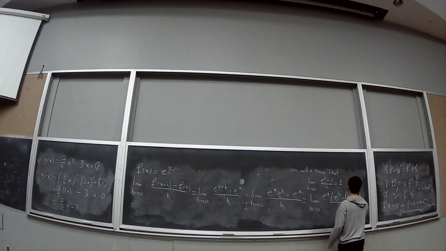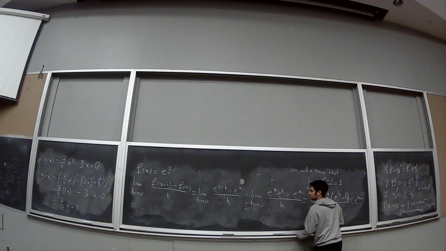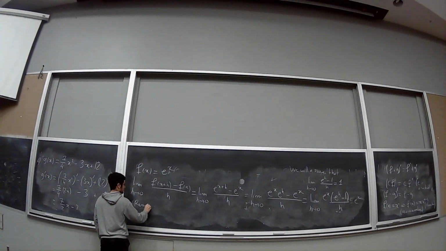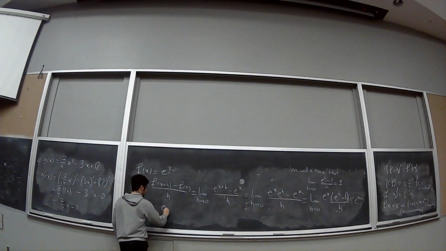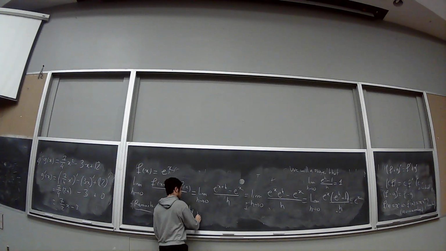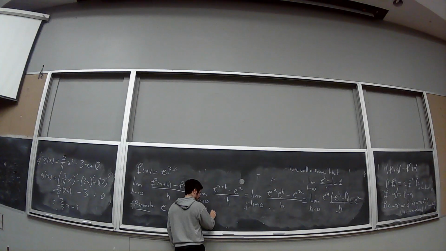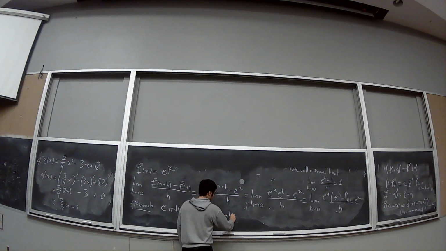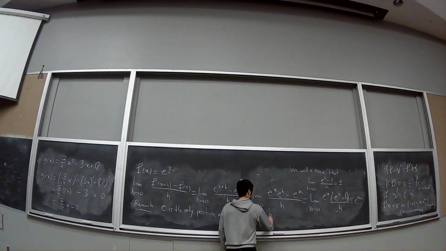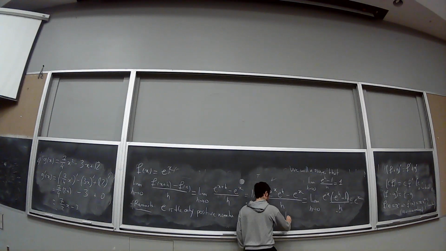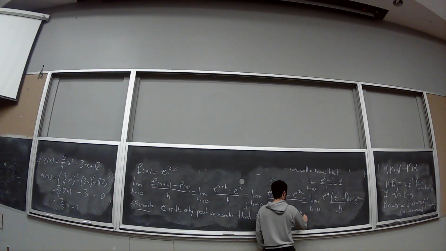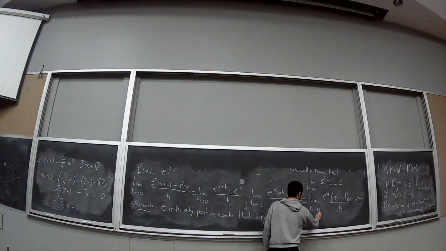So what is this limit? This is just e to the x. Remark: e is the only positive number that satisfies the limit as h approaches 0 of e to the h minus 1 over h being equal to 1.